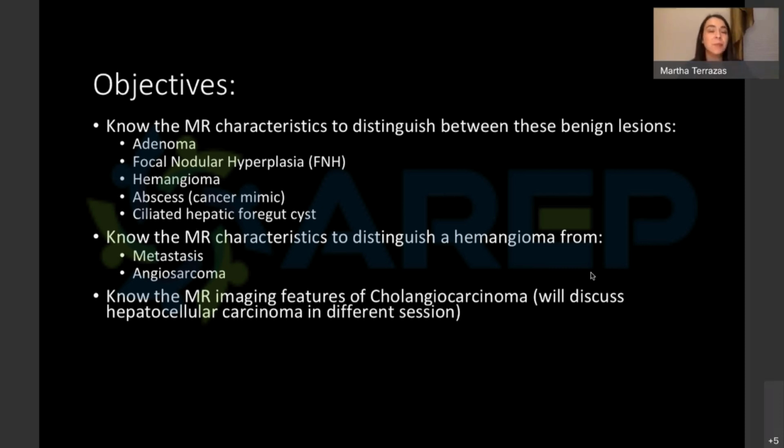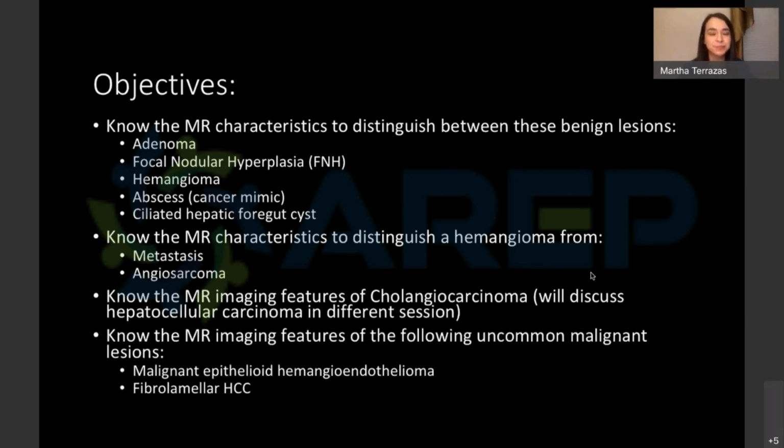We'll discuss hepatocellular carcinoma, HCC, in a different session. And then know the MR imaging features of the following uncommon malignant lesions. And this one's a mouthful: malignant epithelioid hemangioendothelioma, and fibrolamellar HCC, fibrolamellar hepatocellular carcinoma. These two malignant lesions, I've seen one case of each in fellowship.